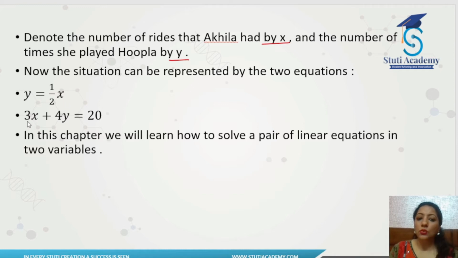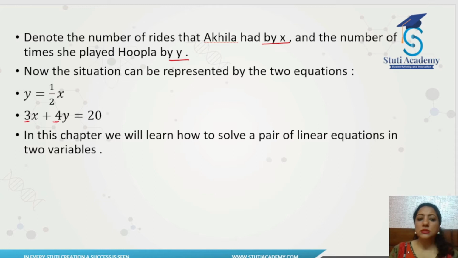And we also knew that 3 rupees was the cost of the ride and 4 rupees was the cost of hoopla. So 3x rupees she has spent for rides and 4y rupees she has spent for hoopla, and in all she had spent 20 rupees. So all this we discussed yesterday. This entire situation, we learned how to represent algebraically, that means how to represent it by two equations.